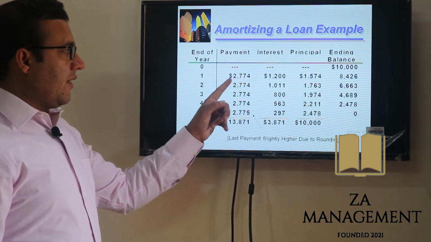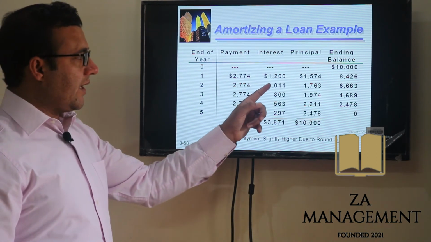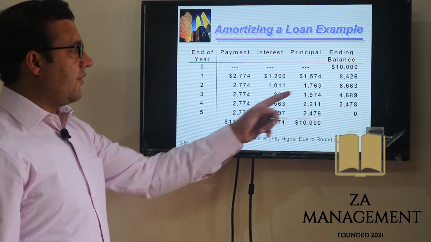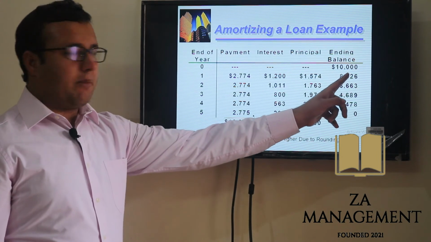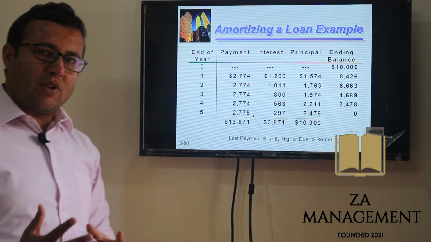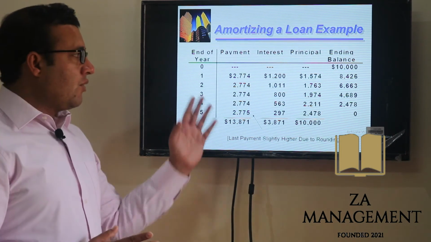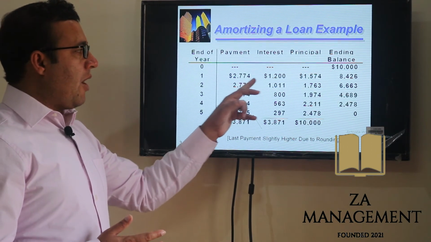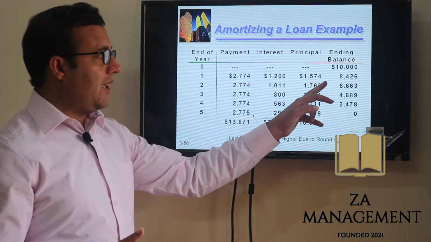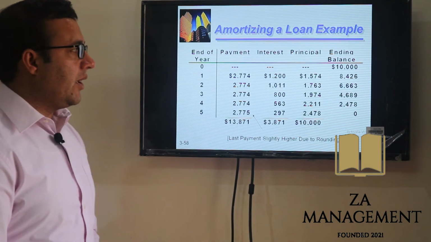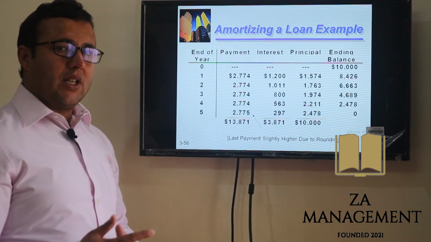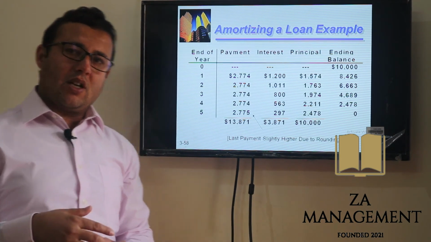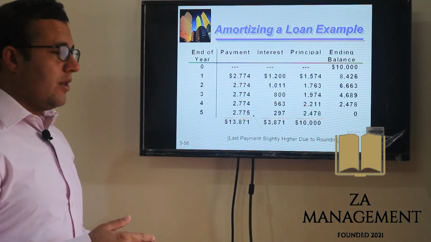Out of the 2,774 installment at the end of year number 1, how much interest is paid? Interest is calculated on the basis of the remaining balance. $10,000 was borrowed and 12% was the interest, so out of this installment, 1,200 is contributed towards the interest. The remaining amount in this installment will be deducted from the principal, which in this case is 1,574. So the remaining balance at the end of year number 1 will be $8,426.